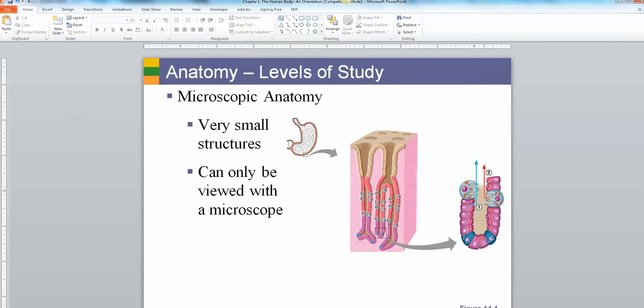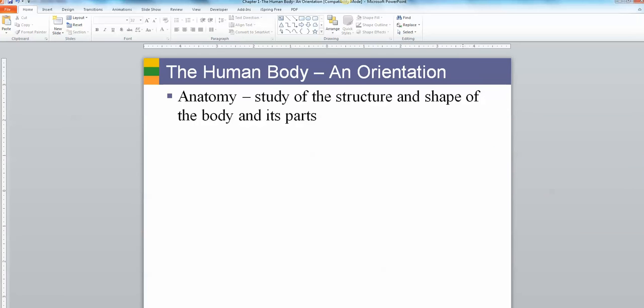Microscopic anatomy is the study of structures that can only be seen or seen well through magnification, such as the use of a microscope. For example, if we wanted to observe the gastric glands of the stomach, we'd have to take a section of the stomach and then put it under a microscope, and there we could observe the structure of the gastric glands. We could even look, if we're using a high-powered microscope, at the structure of individual cells of the gastric glands. So anatomy is a study of the structure of the shape of the body and its parts.